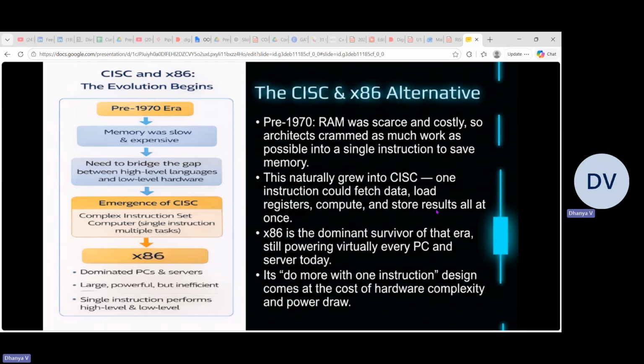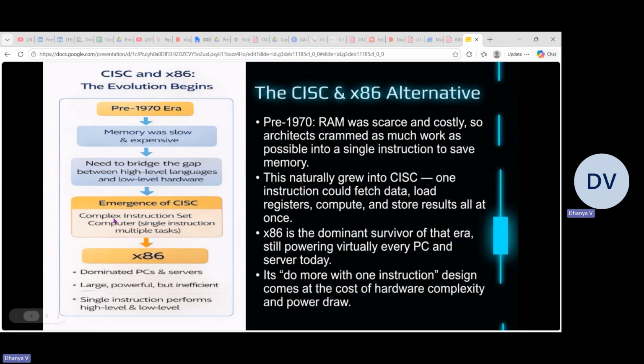But there is hardware complexity, because if you have a very complex instruction, at the end of the day the compiler is going to take up the whole load of understanding what that complex instruction is. That is what CISC is, no? If you look at the flow chart here, memory was low and expensive, so we needed to bridge the gap between high-level and low-level languages.